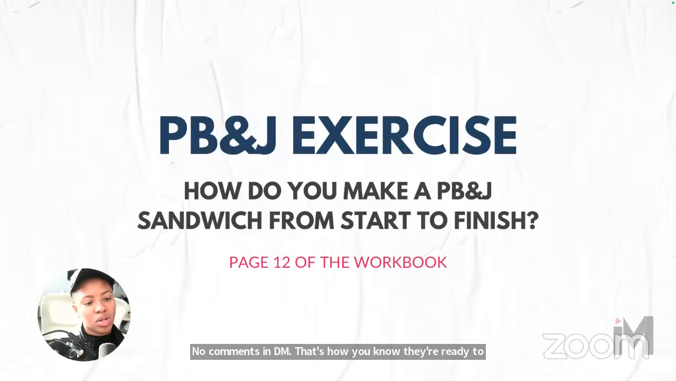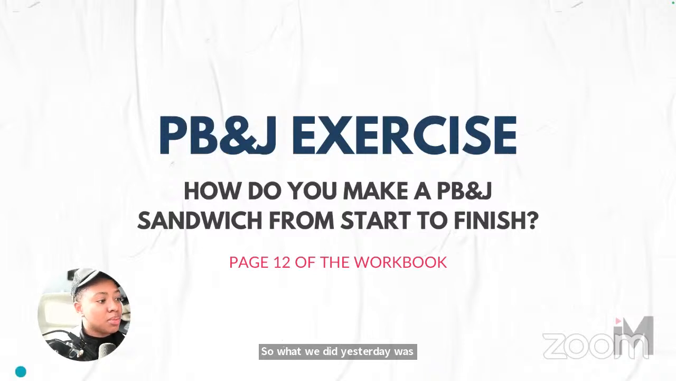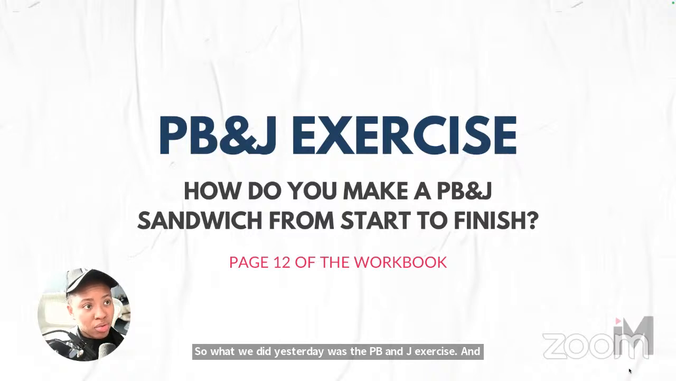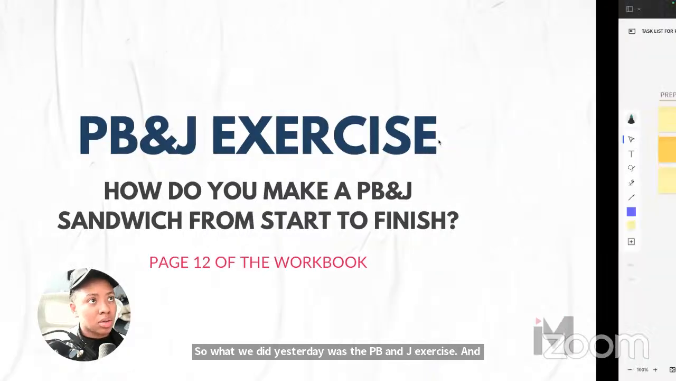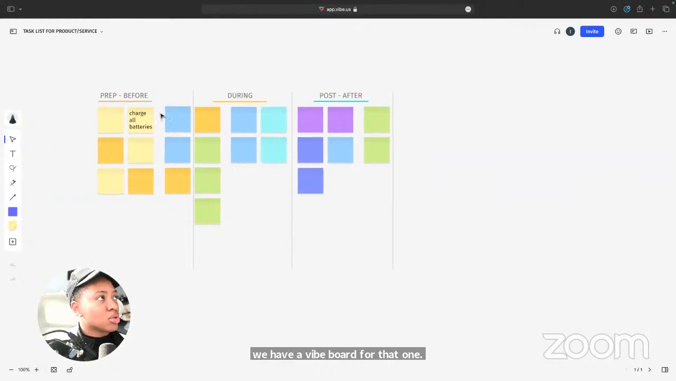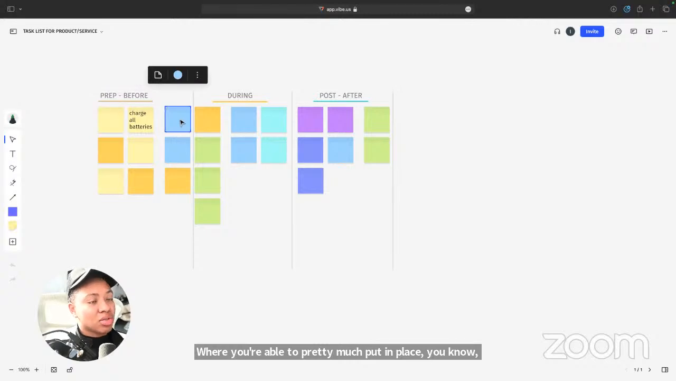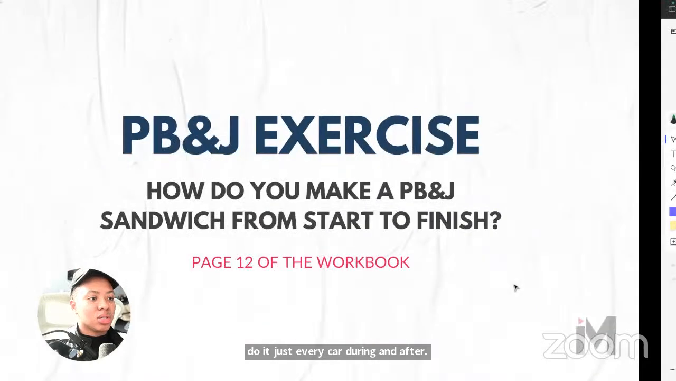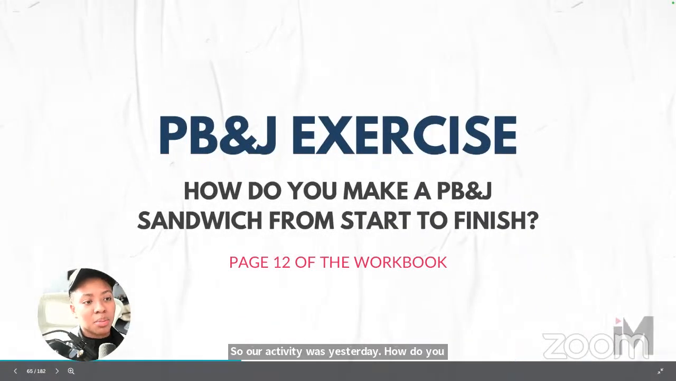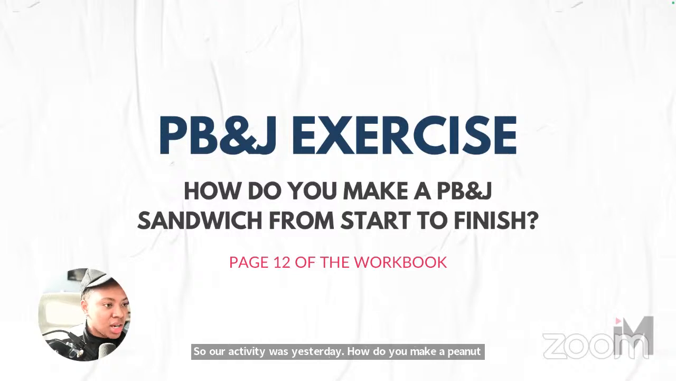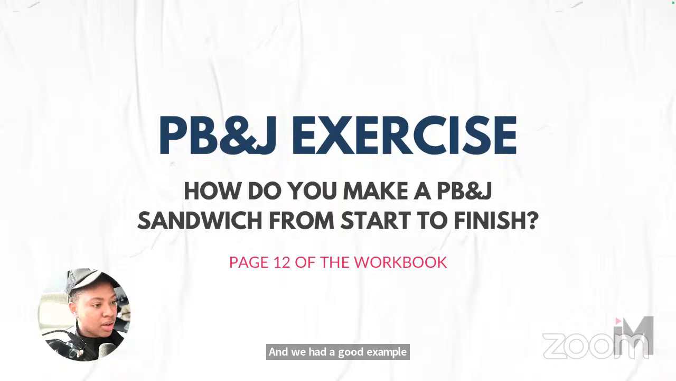So what we did yesterday was the PB&J exercise. And we have a vibe board for that one, where you're able to pretty much put in place, you have to pack all of the equipment. You maybe have to do a discovery call during and after. So our activity yesterday was, how do you make a peanut butter jelly sandwich from start to finish? And we had a good example where he didn't forget to grab the knife. He didn't forget to grab the bread and the jelly.